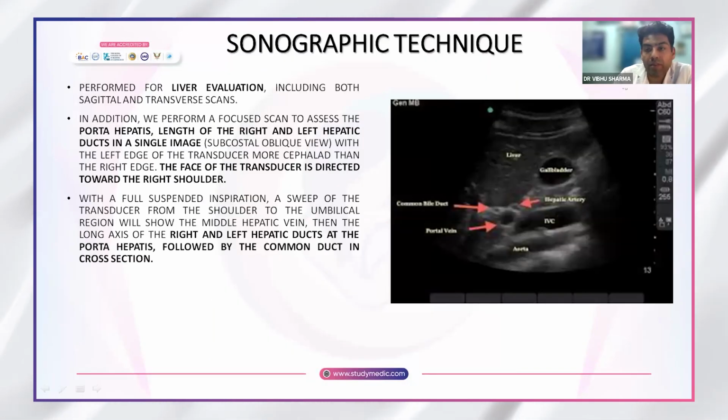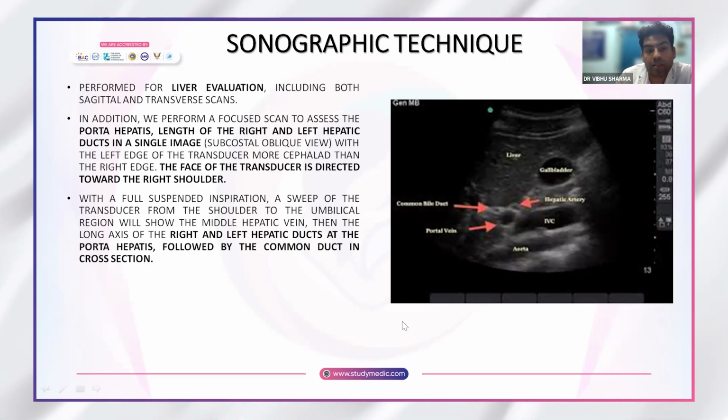So what is the basic sonographic technique that we use for evaluation of gallbladder? You can see this is the GB fossa region, and you can very well see that this is the gallbladder within the GB fossa. This is the liver, which is anterior to the gallbladder, common bile duct, hepatic artery, IVC, portal vein. These are all the vascular structures which are adjacent to it.